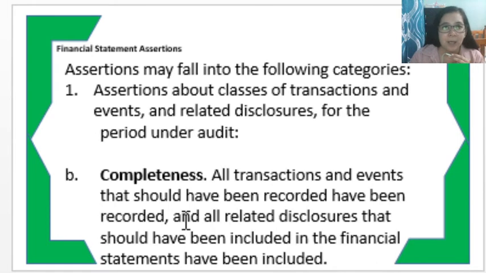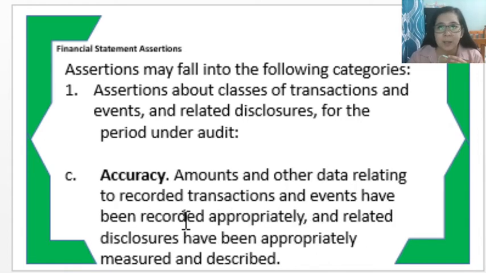Okay, the second type of assertion under this category is completeness, meaning that all the transactions and events that should have been recorded are actually recorded. Okay, and all related disclosures as well that should be included in the FS have been included, meaning all the transactions that are recordable and that relate to the entity have been recorded in the books. This is what we call completeness. And there is not any one transaction which is left unrecorded.